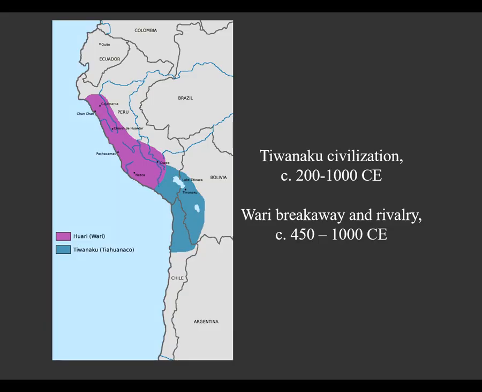Another one of their towns named Wari broke away from Tawana Cou's control somewhere around, we think, 450 BCE or so, or CE. We think the Wari broke away from Tawana. Let's start this over again.